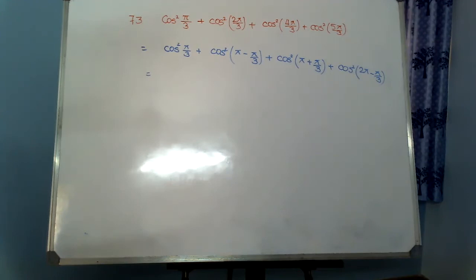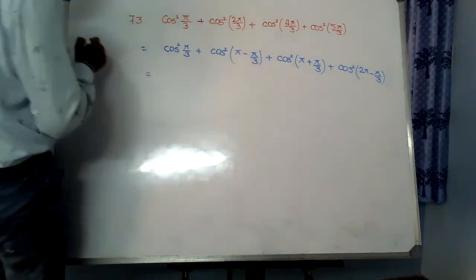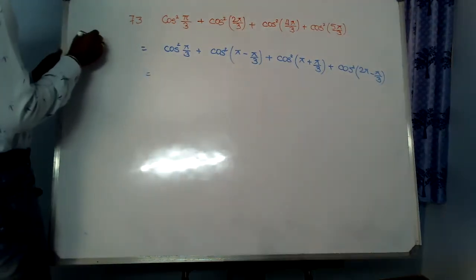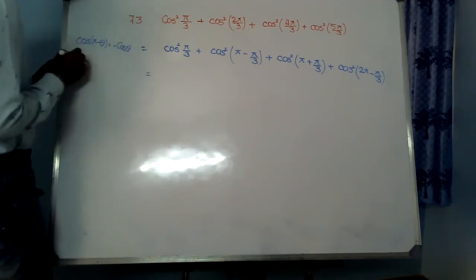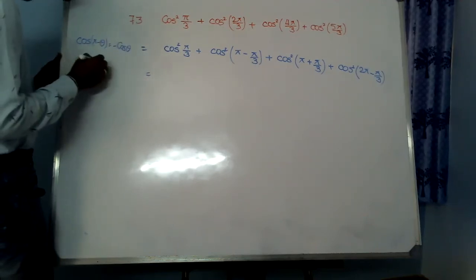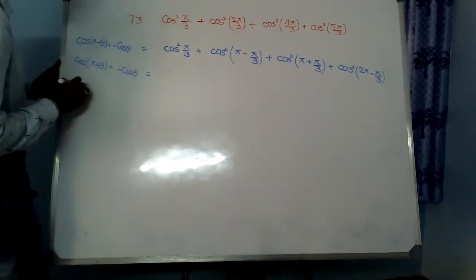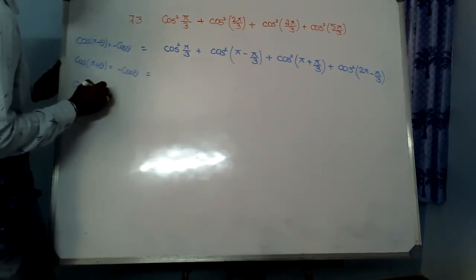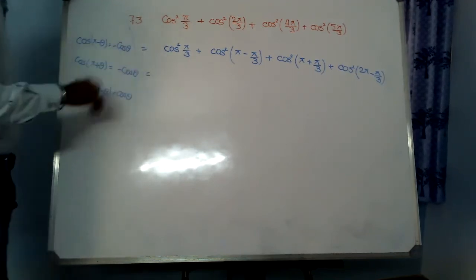Good thing is cos of pi plus theta is also minus cos theta, so you don't have to remember much more. Cos of 2 pi minus theta is cos theta. So these are the formulas which we'll use here. I'll just write it for you. Cos of pi minus theta is minus cos theta. Cos of pi plus theta is also minus cos theta, and cos of 2 pi minus theta is cos theta.